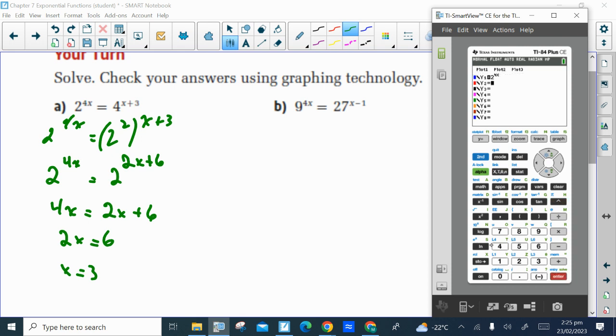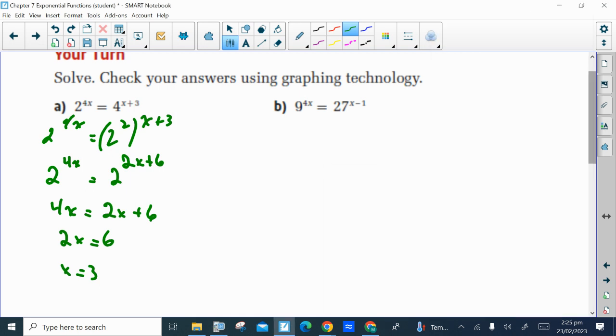Y2 would be the right side, 4 to the power x plus 3. Zoom 6 to set our windows to the standard settings. And then find the point of intersection. Second function trace, number 5 for intersect. Enter, enter, enter. And the value of y is quite large, but that's not what we're looking at. We're looking at the x value, x equals 3. That confirms that that is our solution. Right?